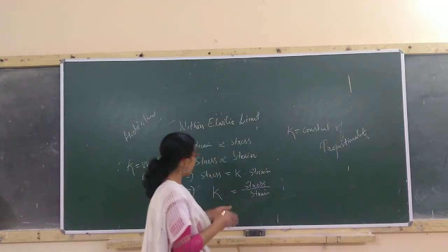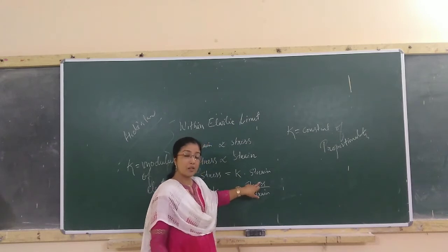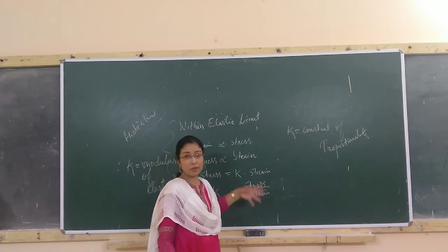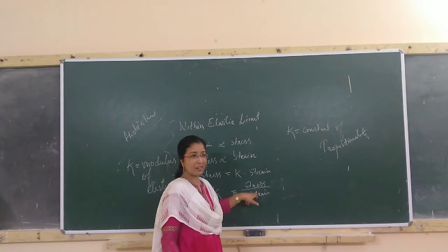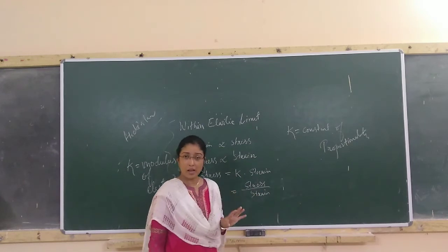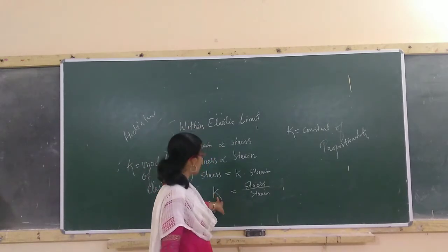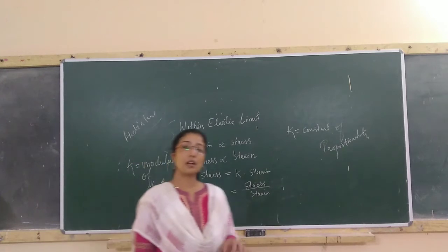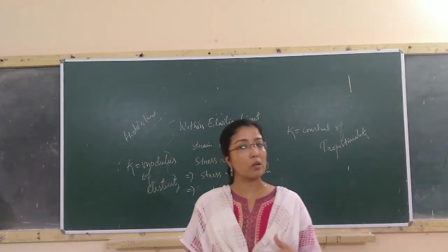So if you look at this, in the case of steel, stress is very high to produce a particular strain. But in the case of rubber, the stress is not that high. Stress is very low to produce a particular strain. So that means this K, which is also called the modulus of elasticity, basically represents the strength of the material.